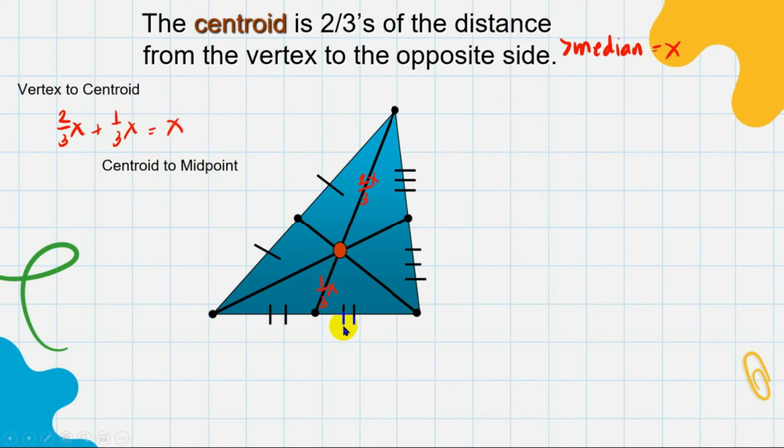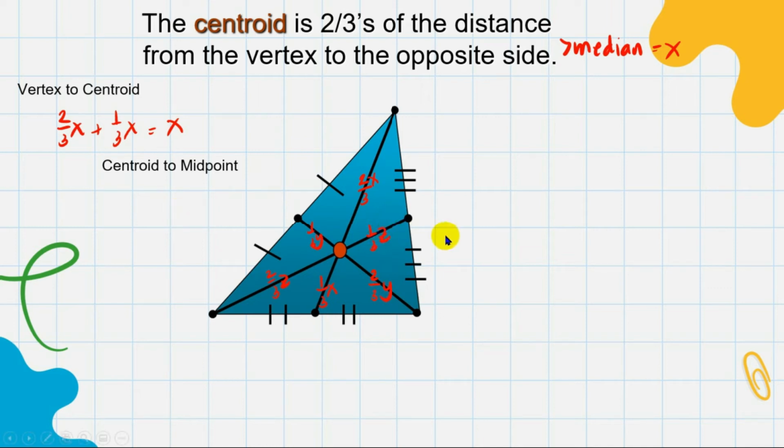Okay. So, ganun din dito sa iba pang medians, from vertex to centroid and centroid to midpoint. So, for this median, we can say that this is 2/3 y, and then this one is 1/3 y. Dito naman, again, hindi kayo mag-uumpisa dun sa midpoint ha. Start kayo dito sa vertex. Vertex to centroid, that could be 2/3 z naman. And then from centroid to midpoint, yan naman ay 1/3 z.